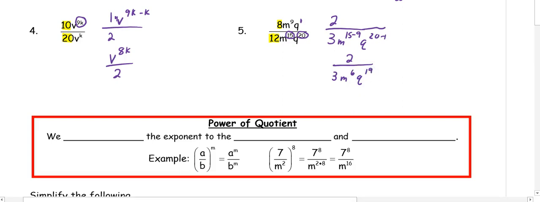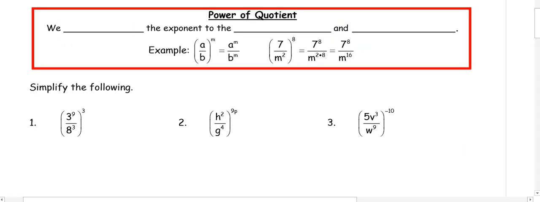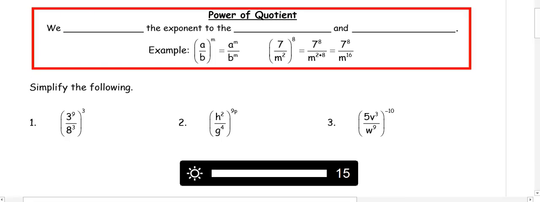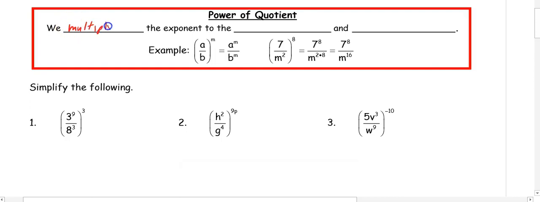The other property that we're going to look at is the power of a quotient. When we have an exponent on the outside of the parentheses, we are going to multiply those exponents to both the numerator and the denominator. If we look at the example on the right over here, the exponent was 8, so 7 had a 1, so 1 times 8 is 8. 2 times 8 gets us 16, so we have 7 to the 8th over m to the 16th.